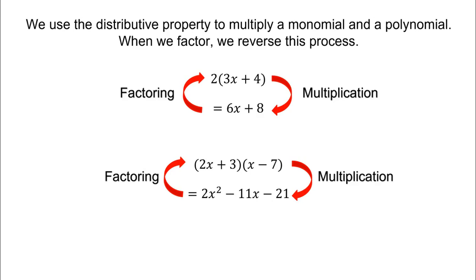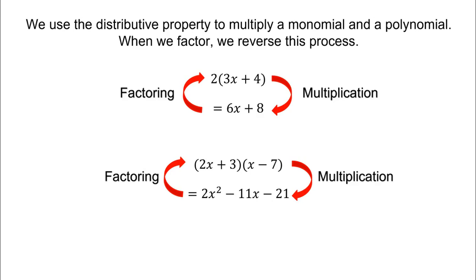So for example, I would give you something that looked like this: 2 times the binomial 3x plus 4. And if we wanted to do that multiplication, we would multiply the 2 by the 3x, and we would multiply the 2 by the 4, and we would get the polynomial 6x plus 8. And of course, that's the process of polynomial multiplication.